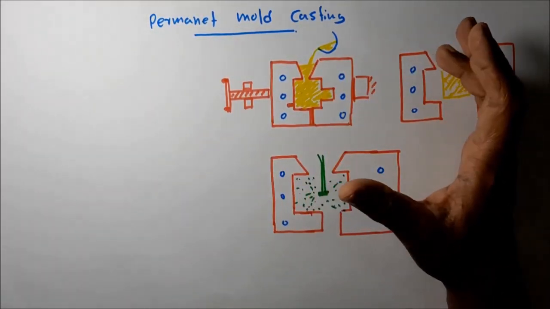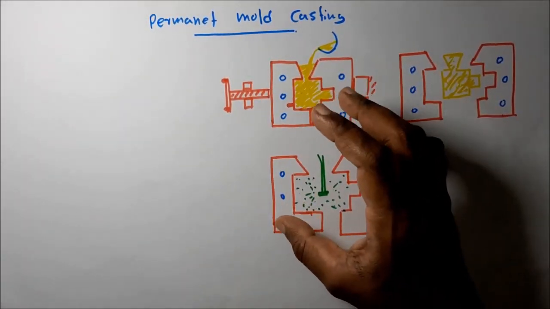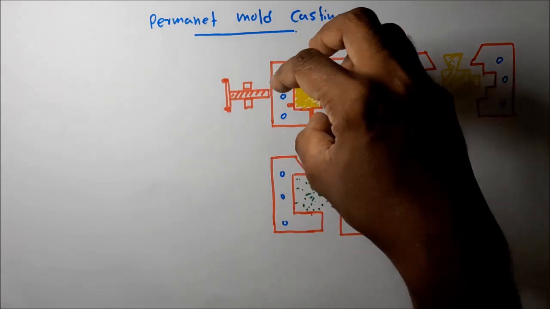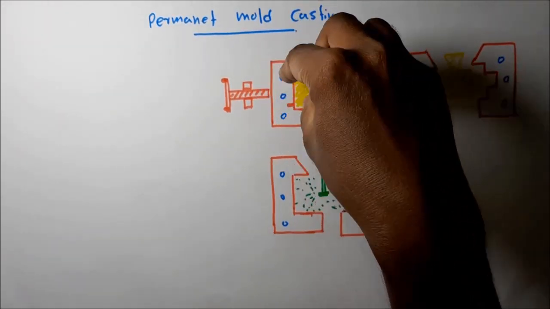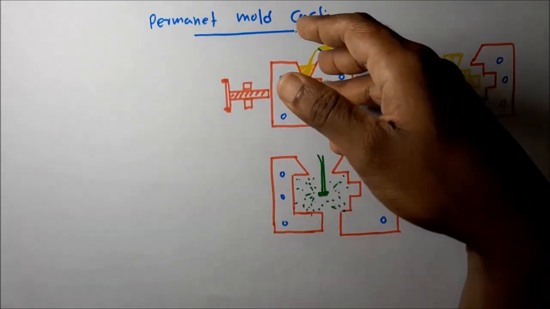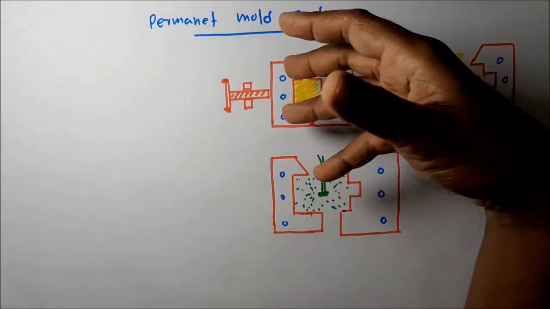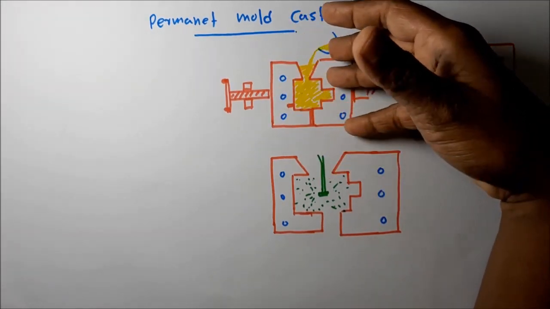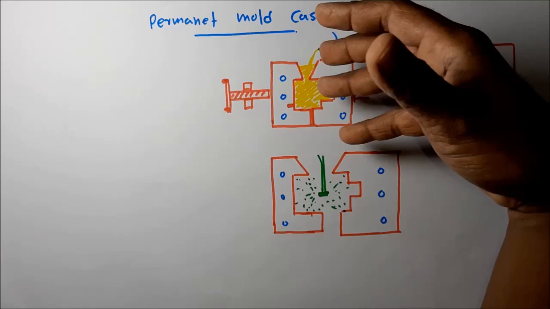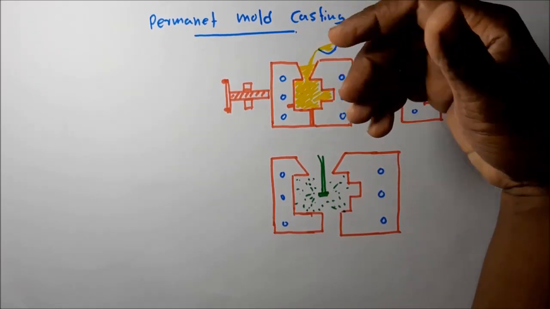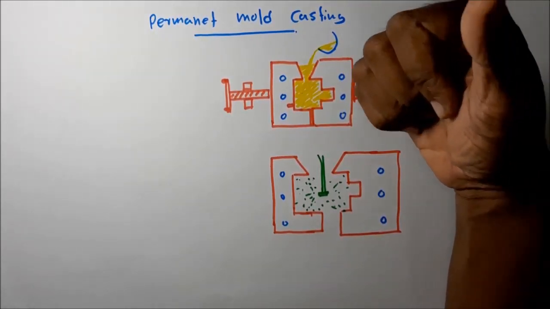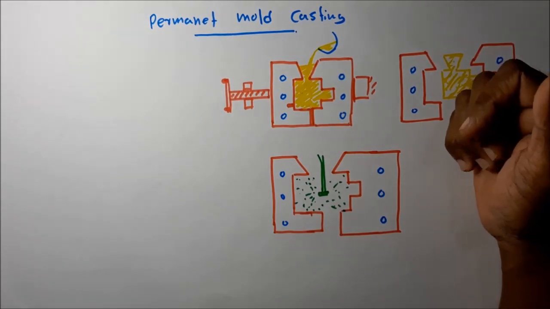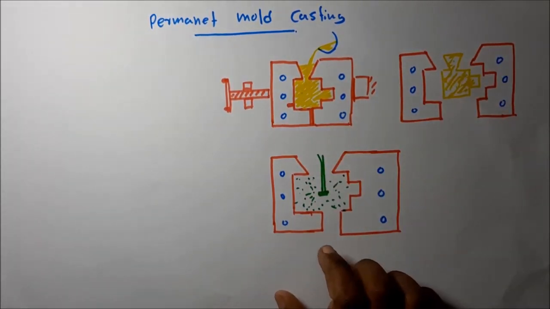This is called the permanent mold casting. Compared to die casting, it is very simple. Only the cost is for the mold. It can also generate a higher surface finish and dimensional accuracy, and the production rate is also very high compared to sand casting, but less than the die casting process. Okay, this is permanent mold casting.